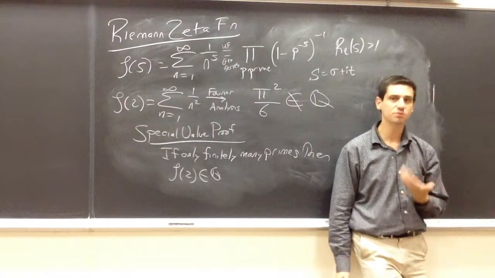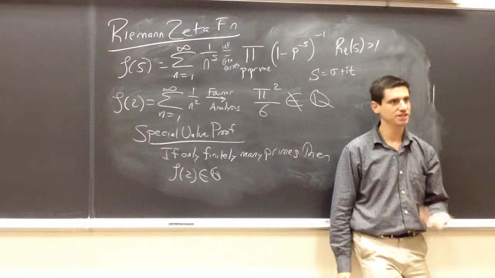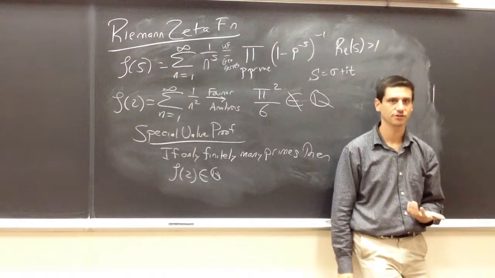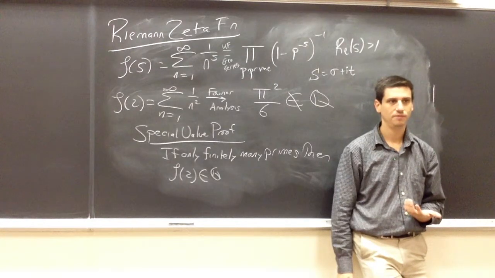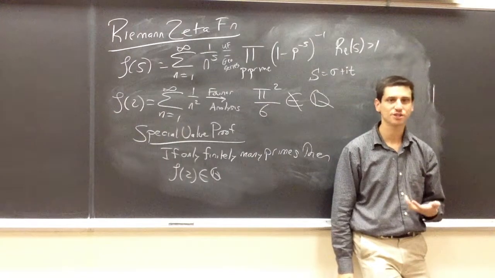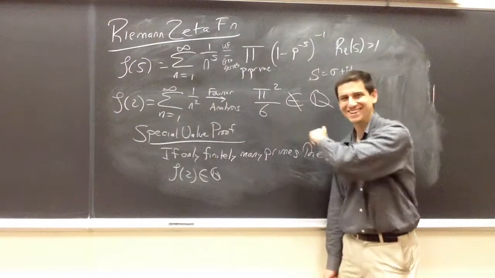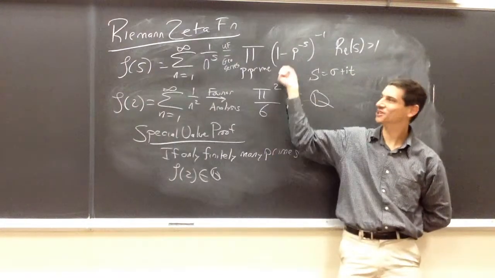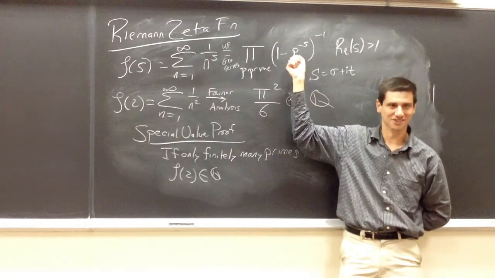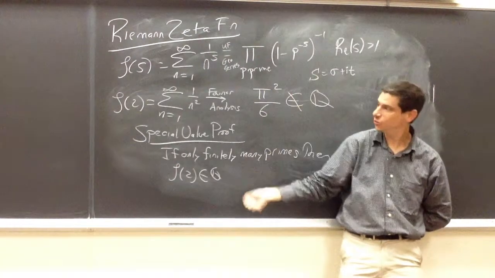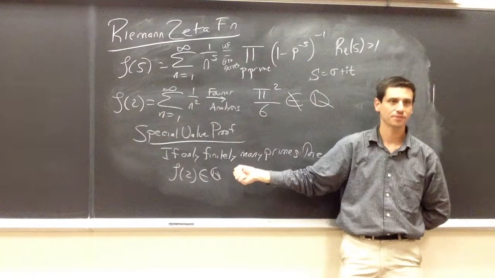What about an infinite product of rational numbers? Is an infinite product of rational numbers rational? Not necessarily. Can you give me an example of an infinite product of rationals that is not rational? Yeah, just point to the board. Here's an example of an infinite product of rationals that is not rational. This is a wonderful observation.